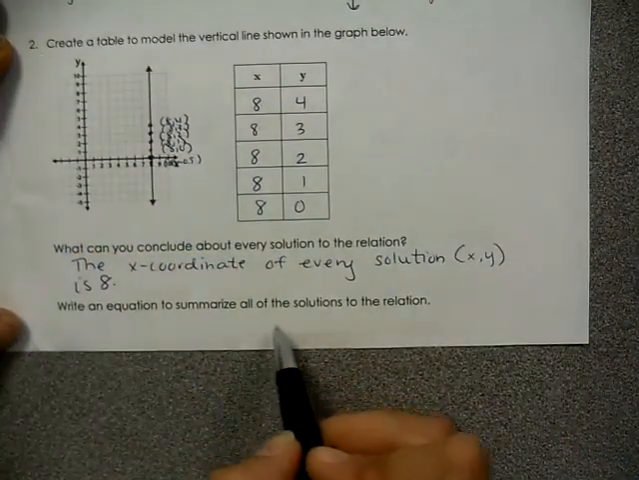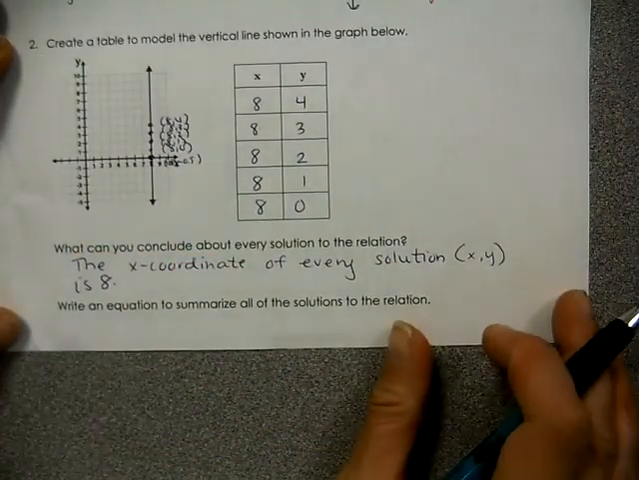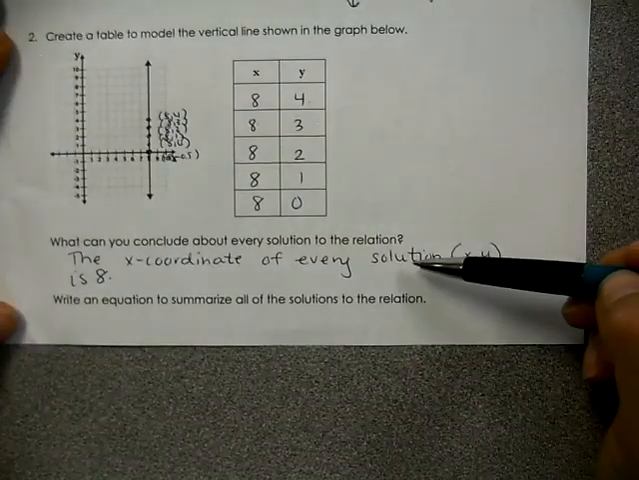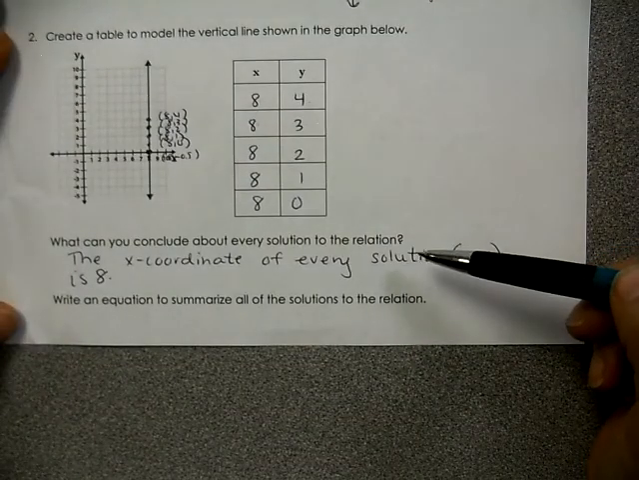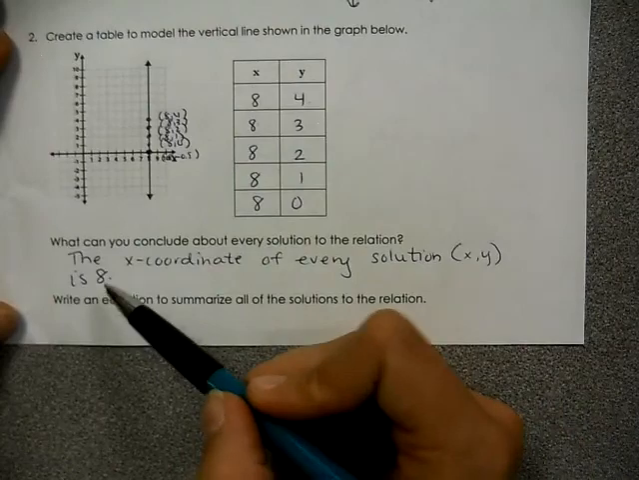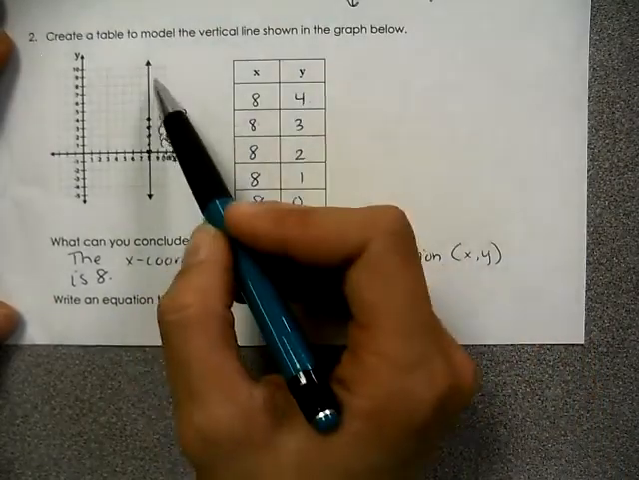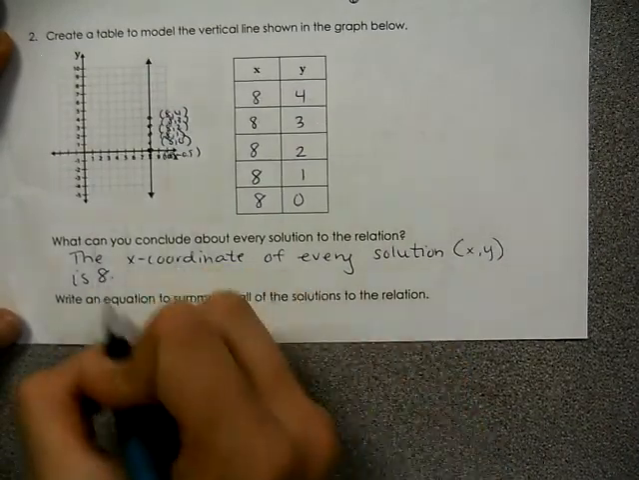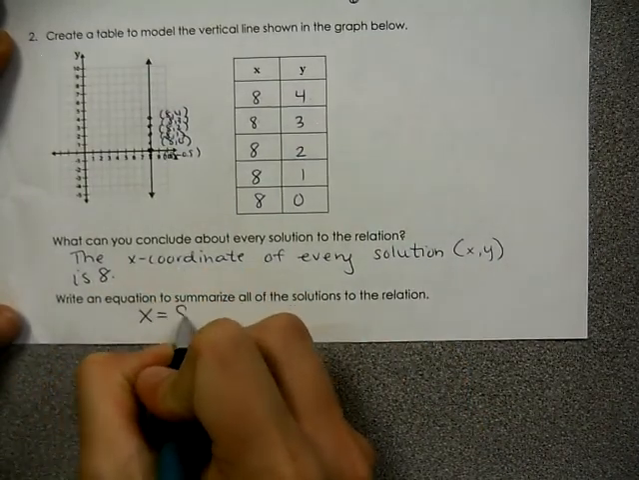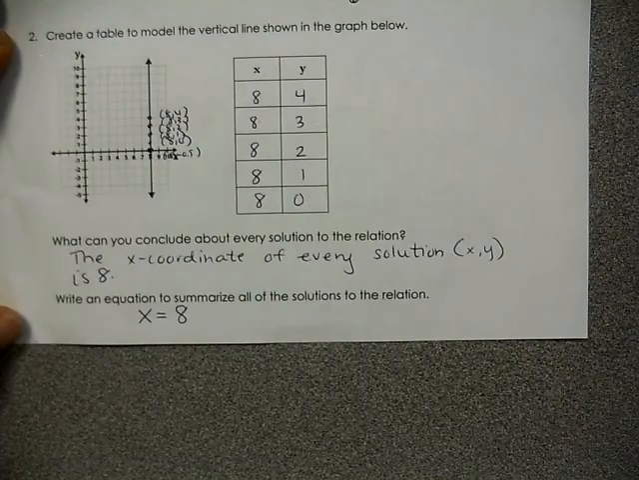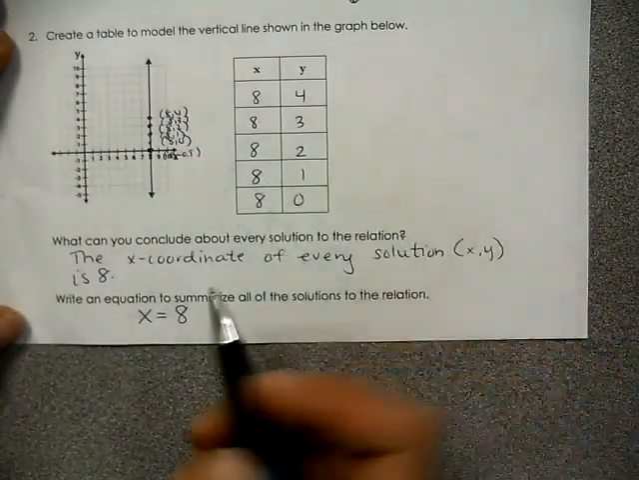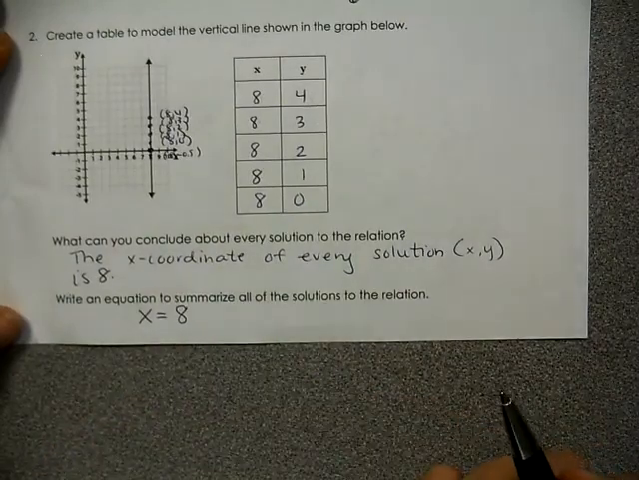So now it says write an equation to summarize all of the solutions to the relation. So this one might be a little tricky, and I wouldn't be surprised if we weren't sure how to do it right away. But if we just think about what we mean by this previous answer, if every x-coordinate is 8, and it really doesn't matter what the y-coordinate is, the y-coordinate could be anything, how we communicate that in an equation is just that x is equal to 8. And you're not even going to see y in the equation because the ordered pair is not dependent upon y. X is 8, y can be anything.